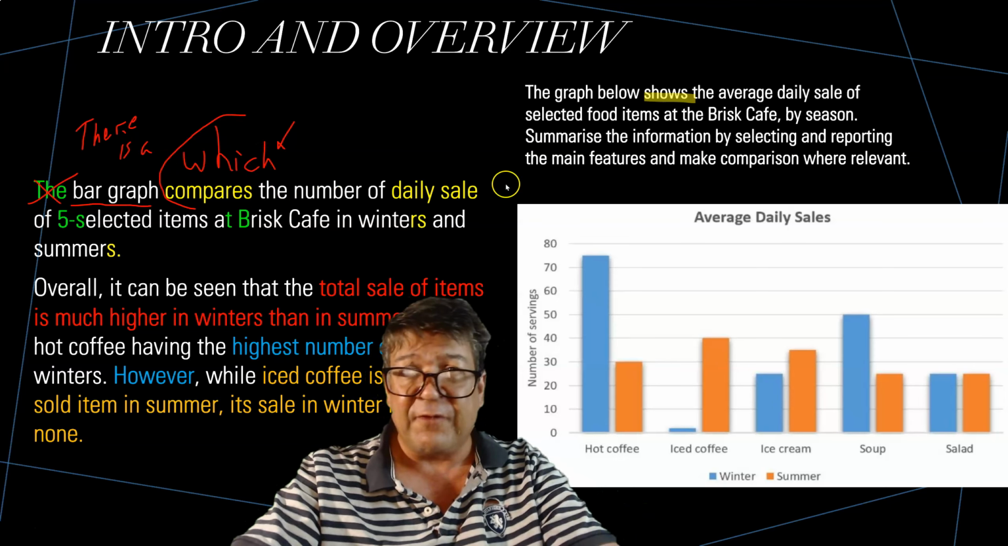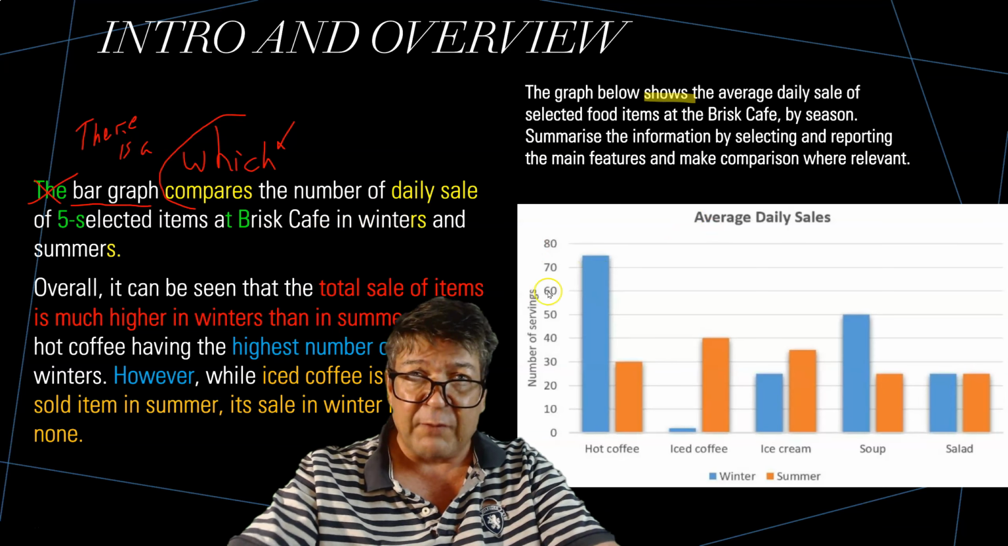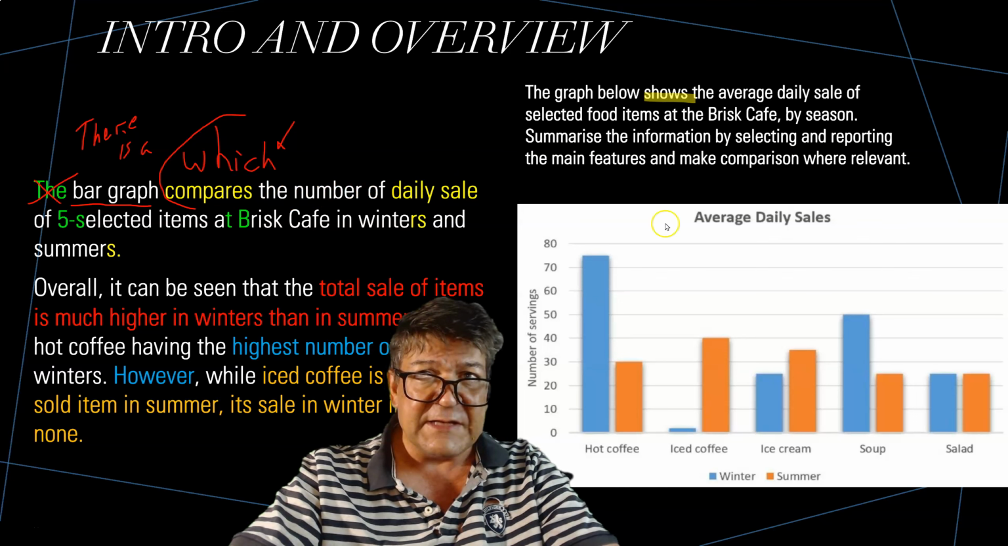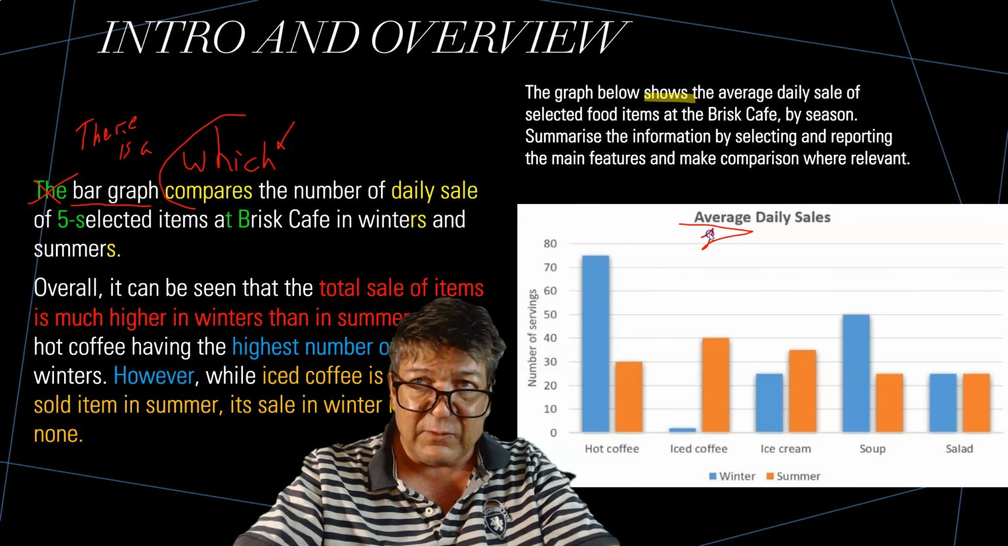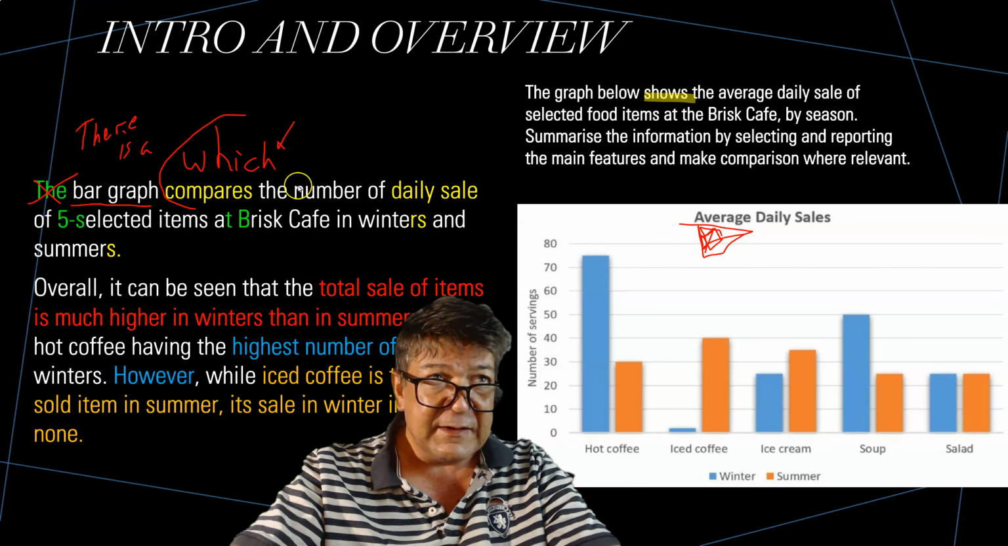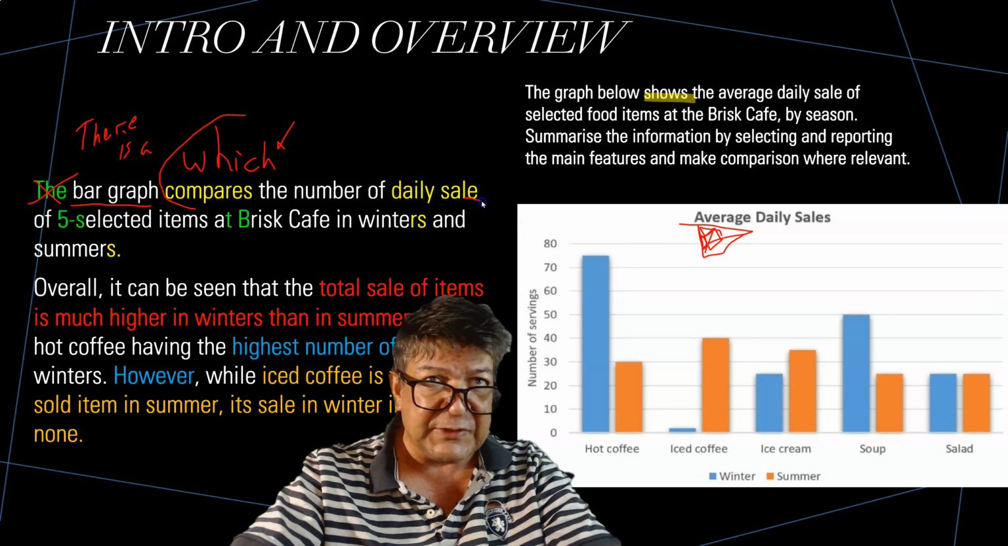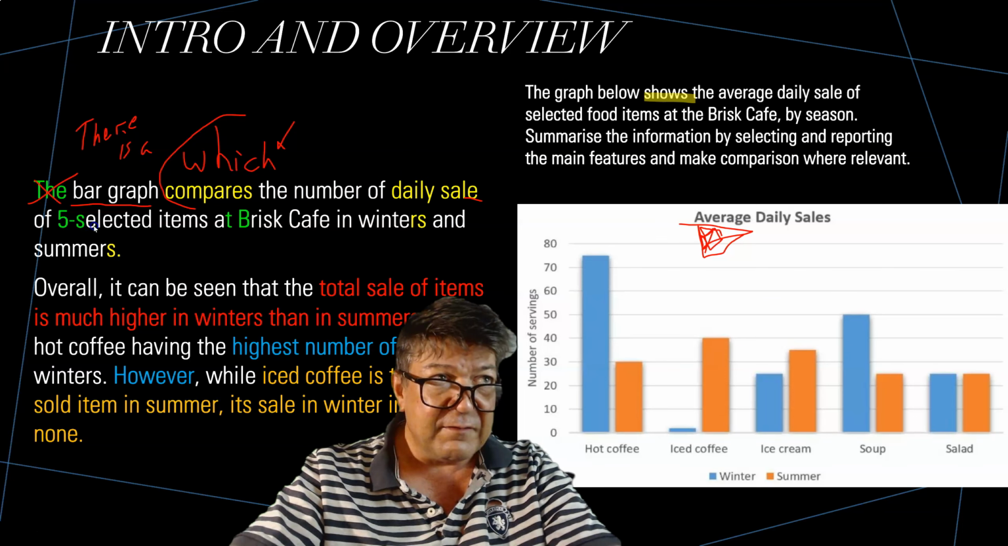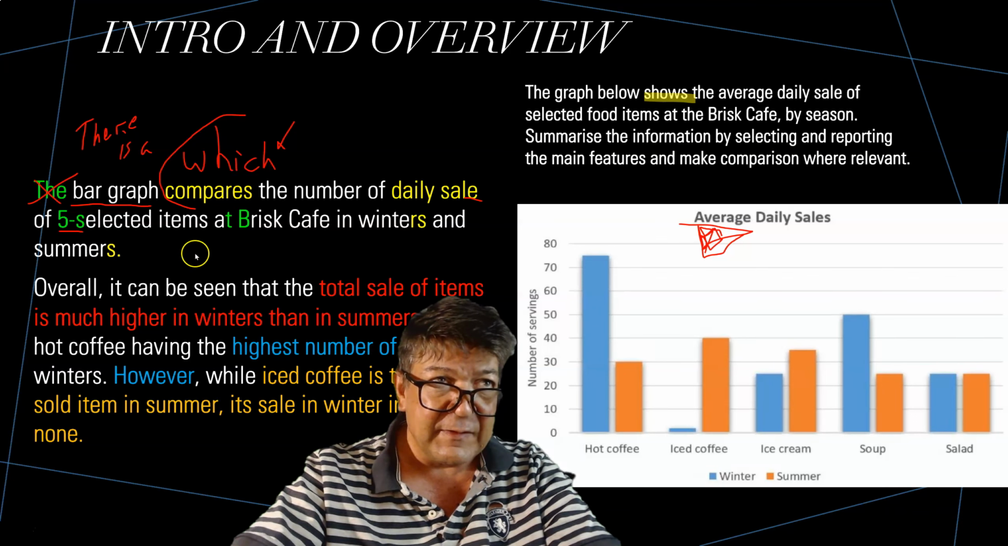Now, you've done far too much taking of words from the graphic and the question. Okay, "the number of daily compares the number of daily sale." No, it's an average. Okay, that's a key word. The median. How much sales they have on a typical day. "Compares the number of daily sale" shouldn't be singular, "of 5 selected." No need for a hyphen there. It's green for grammar. "At the brisk cafe."